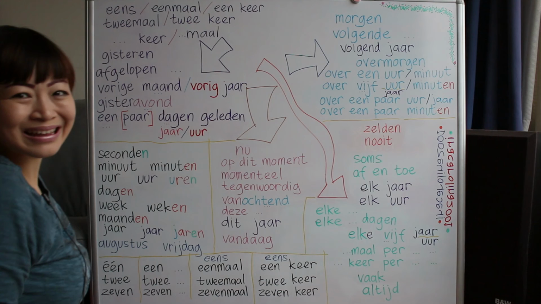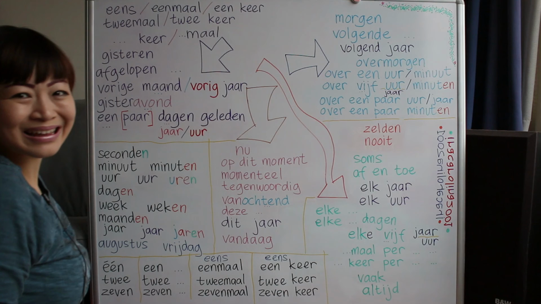If we want to say several days ago, we say the several days with een paar. Paar is pair or pairs, a pair. Together, two words, een paar, it becomes several. Days, dagen. Ago, geleden. Several days ago, een paar dagen geleden.